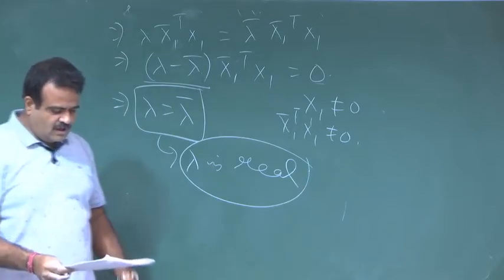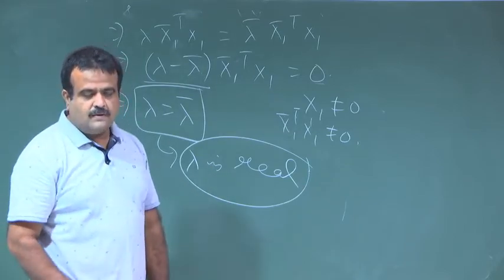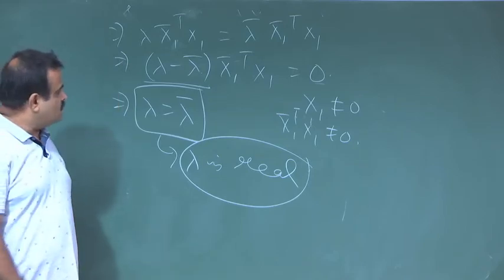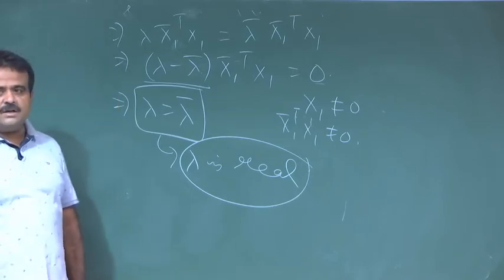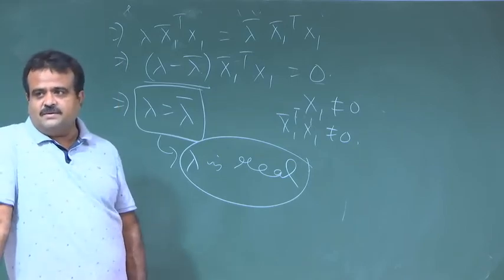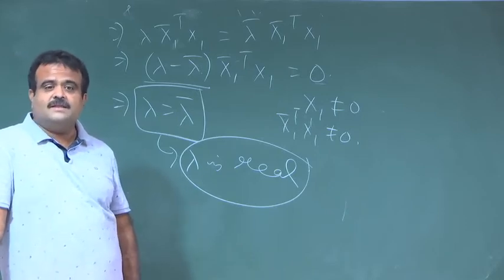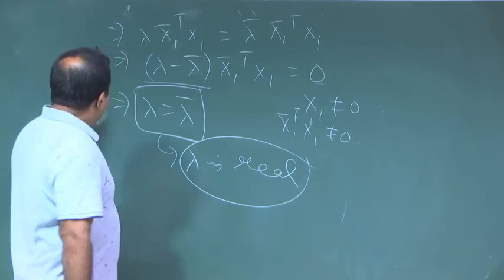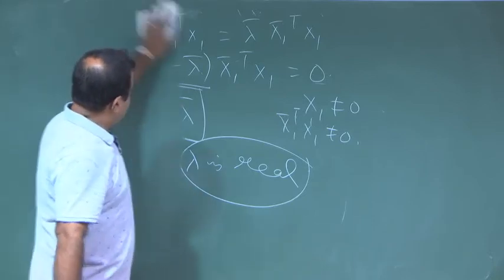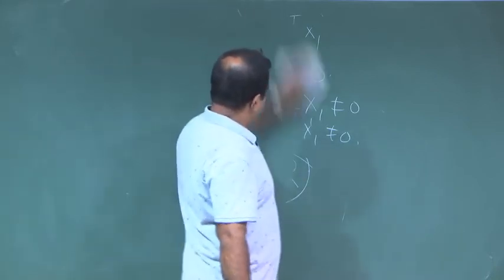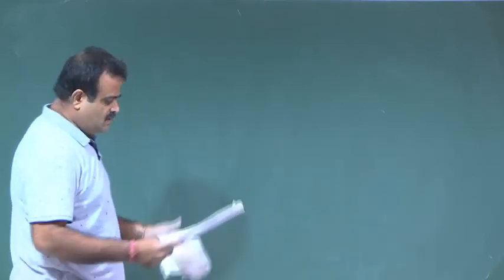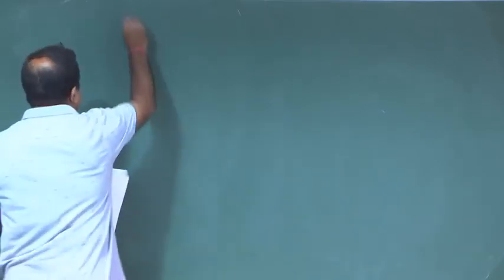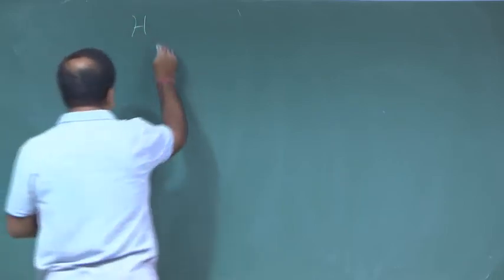So, this is one of the theorems. If the matrix is a real symmetric matrix, then all the corresponding eigenvalues are real. Now, this is true for Hermitian matrices also. So, we will define the Hermitian matrix.